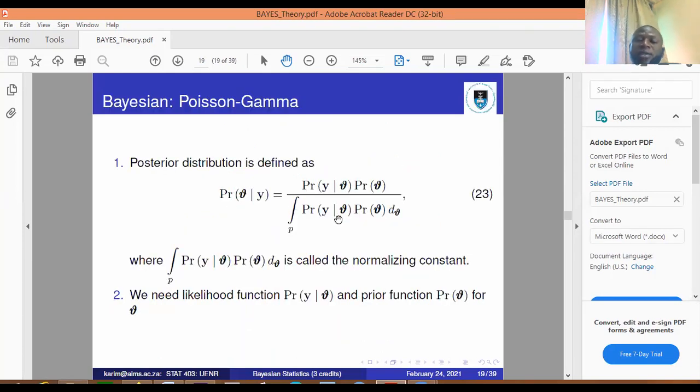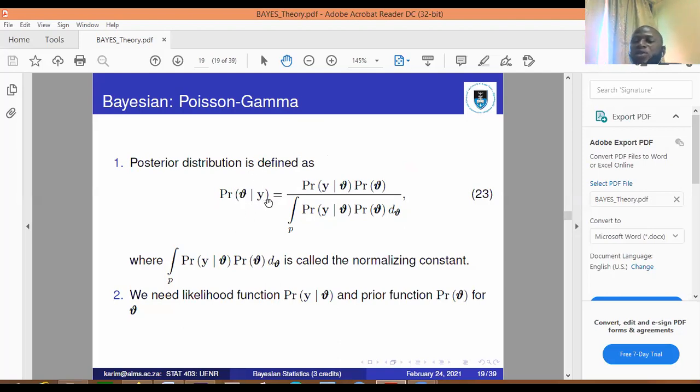So we say that the posterior distribution is defined as the probability of the parameter given the data. So this is the vector of the risk for each region. We are just using the bold theta to denote the vector of the risk of disease for all the regions or the areas we are studying.